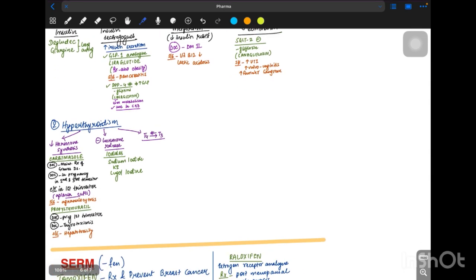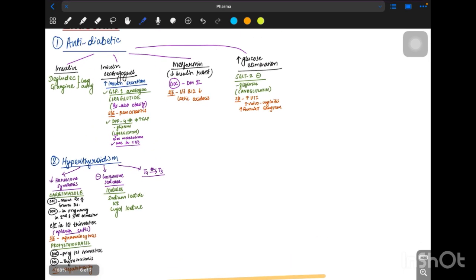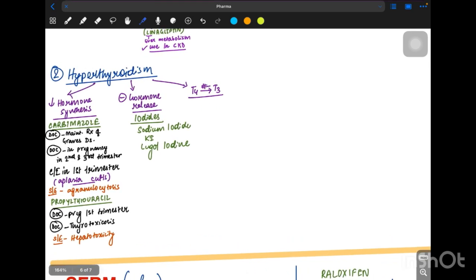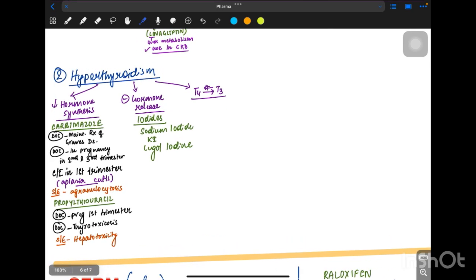Now coming to the next topic in endocrine drugs, it is hyperthyroidism. So how can we control hyperthyroidism? We can control that by either decreasing the hormone synthesis, blocking the hormone release, or blocking the conversion from T4 to T3. So by these three ways we can control hyperthyroidism.